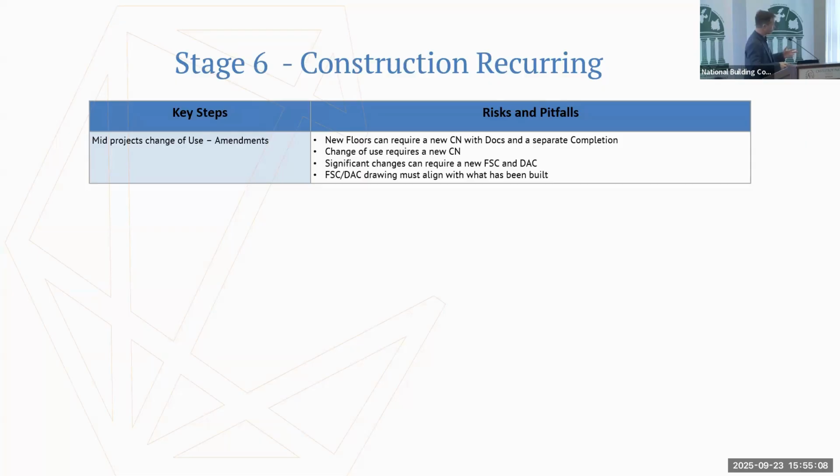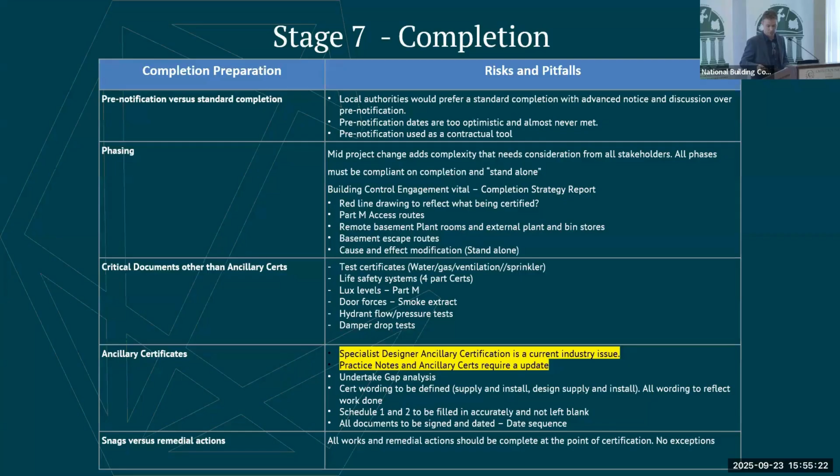And ultimately what your fire cert and DAC need to do at completion is align with what actually is built. So if there have been significant changes and movements and now your FSC and DAC don't align with what you've actually built, then you've a potential certification issue down the line.